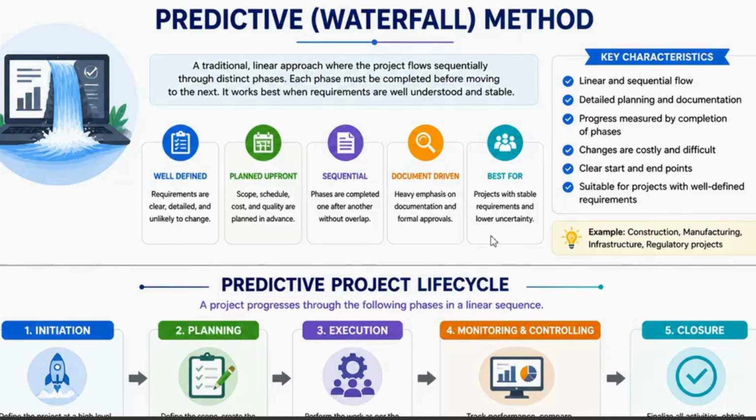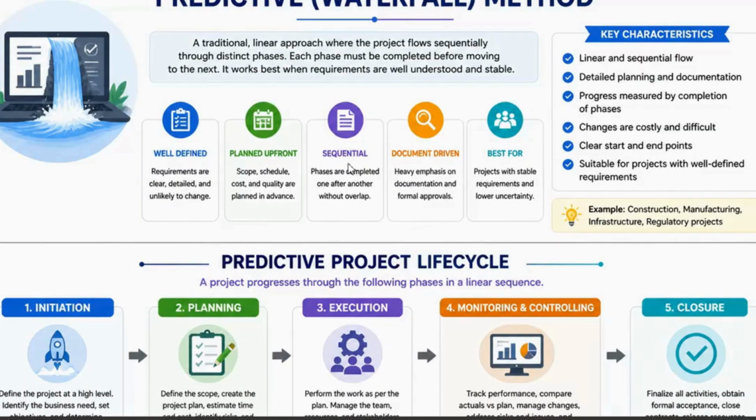So predictive method is what? A linear approach. So it is well defined. The requirements are clear, detailed, and unlikely to change. And the plan is upfront. If I'm going to build a home with bricks, obviously it is well defined, and we have to plan upfront. Scope, schedule, cost, and quality are planned in advance. These keywords may be new to you, but as we go through the video, we can learn. And sequential phases are completed one after another without overlap.